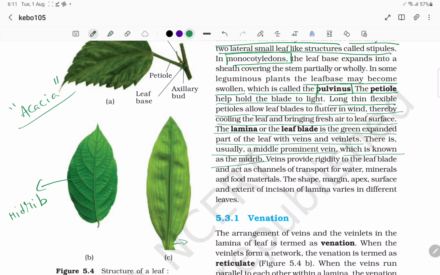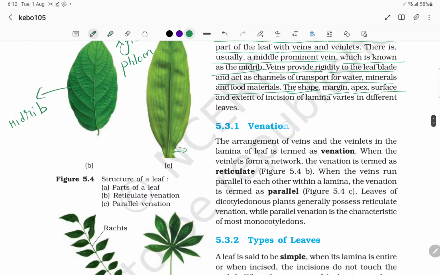Thereby, veins give rigidity to the lamina or leaf blade and act as a channel for transport of water, minerals as well as food materials. These are nothing but the vascular bundles. We have the xylem and phloem. The shape, margin, apex and surface of the leaf differ from leaf to leaf. The margins are different, this is the apex part, and the extent of incision varies in different leaves.